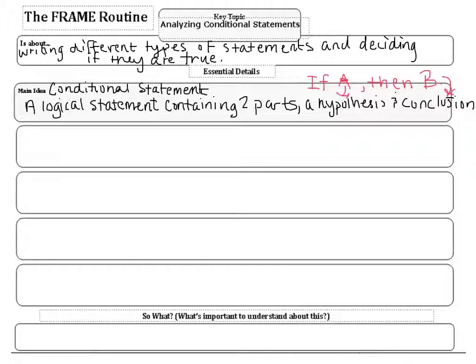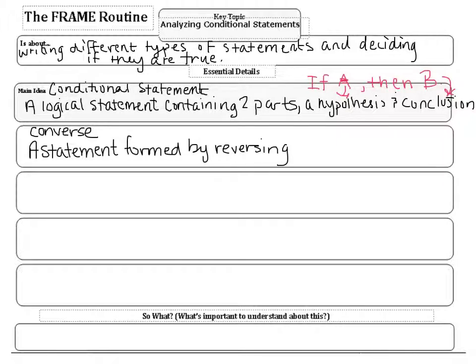So the next piece that we're going to look at here is something that we can do with our conditional statements. We can take a conditional statement, an if-then statement, and find its converse. So what a converse does is it's a statement formed by reversing the hypothesis and conclusion. So instead of saying if A then B, what we're now going to do is switch those around, and say if B, then A. And when you watch the notes video, we'll use these examples and do some problems with this. But your converse is when you switch your hypothesis and your conclusion.